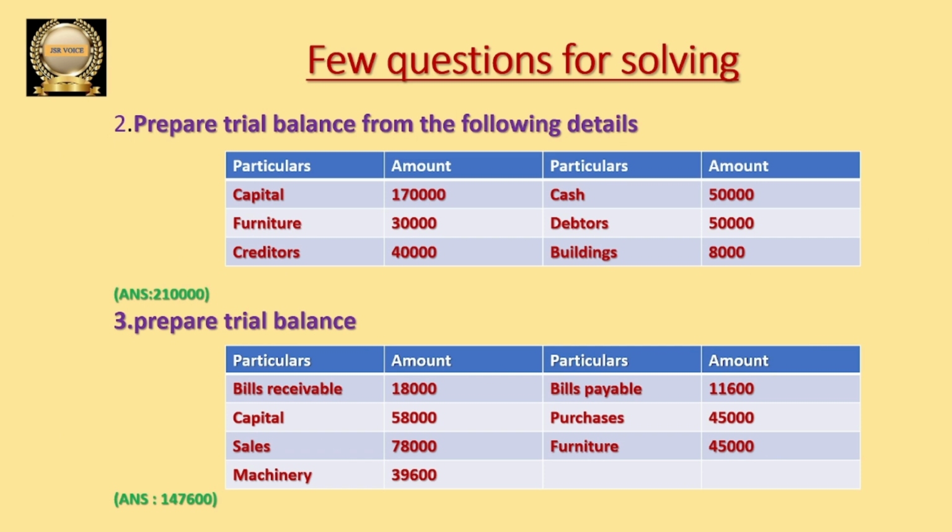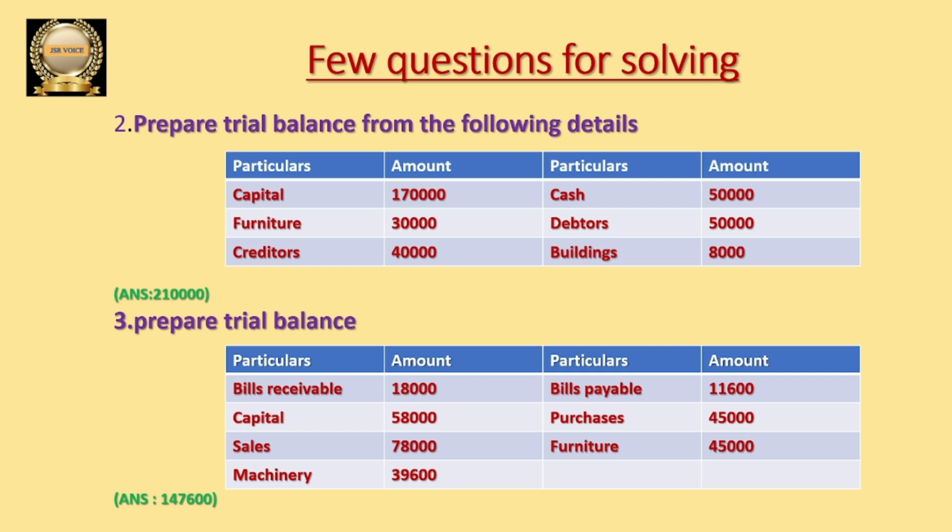Second one. Prepare trial balance from the following details. I'll read the items. Capital, furniture, creditors, cash, debtors, buildings. You see the items and record them under the proper side. A few items will appear under debit, a few will appear under credit. You decide yourself by applying the rule. And you should get the answer 2,10,000 on both the sides. See whether you are getting it or not.